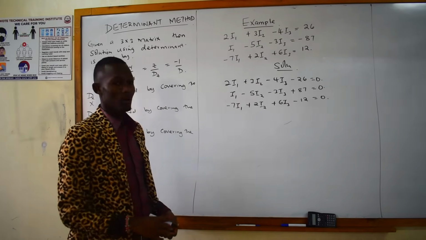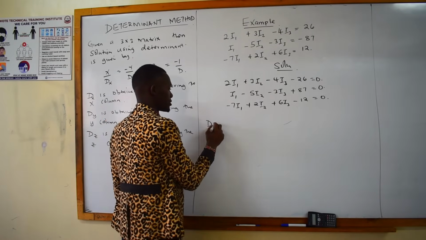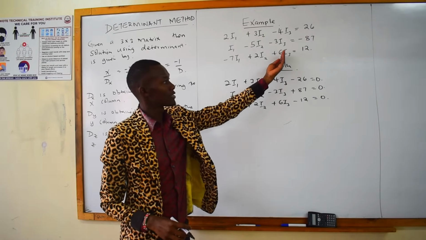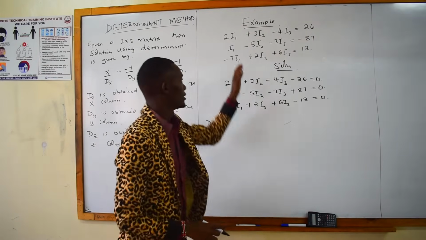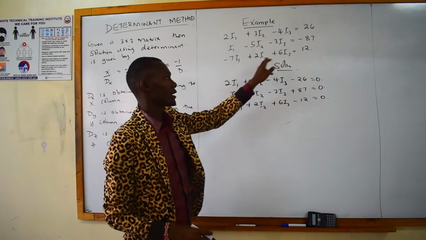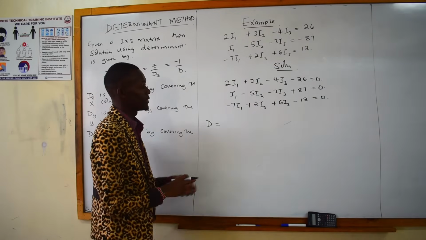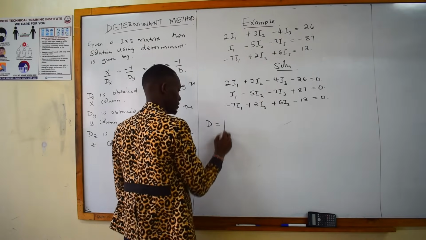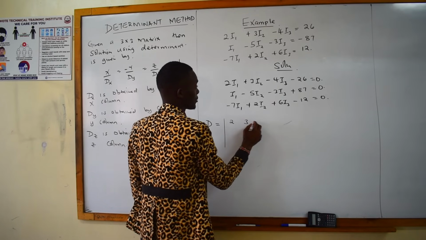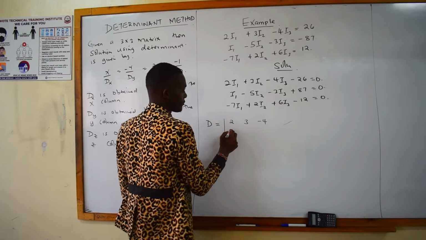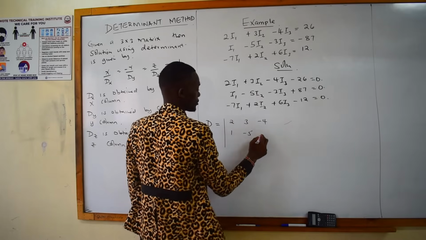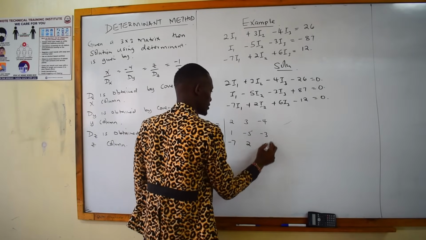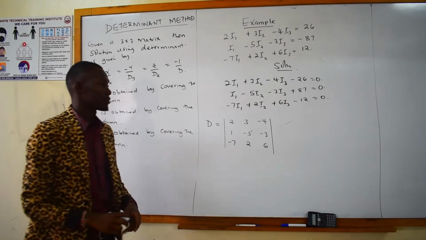Now we start by finding our D. Our determinant D is found by finding the determinant of the matrix that you form without the constants on the right hand side. The matrix you form from the coefficients of I1, I2 and I3 gives you your D. So extract the constants here: you have 2, 3, negative of 4. Then you have 1, negative of 5, negative of 3. Then you have negative of 7, 2, and 6. So you find the determinant of that matrix.